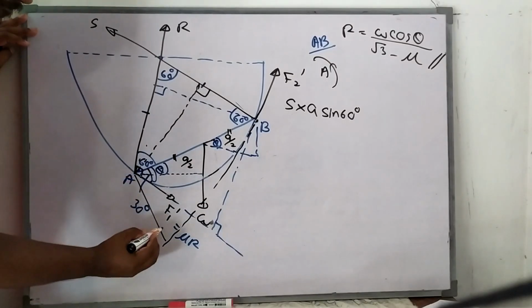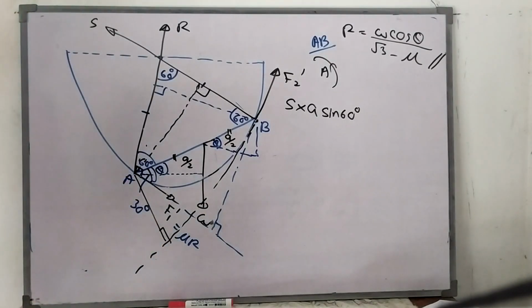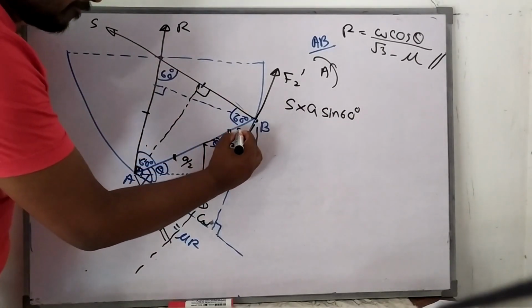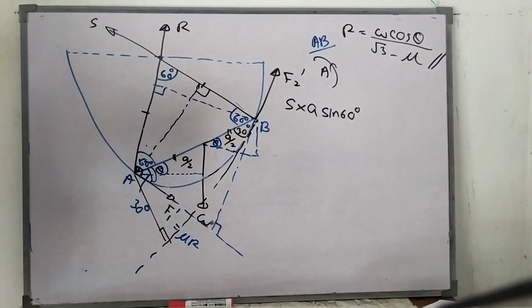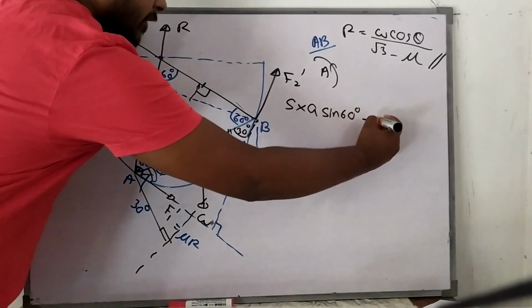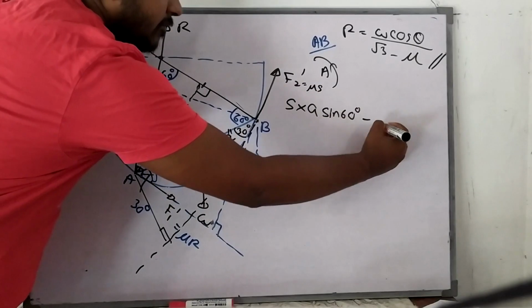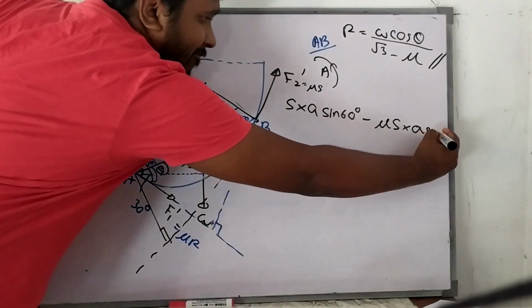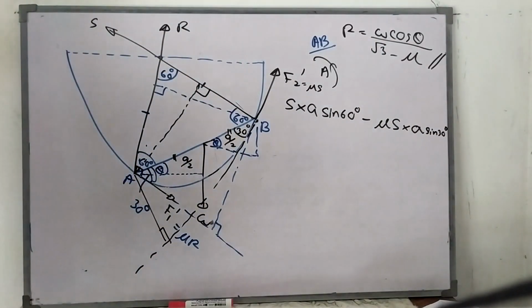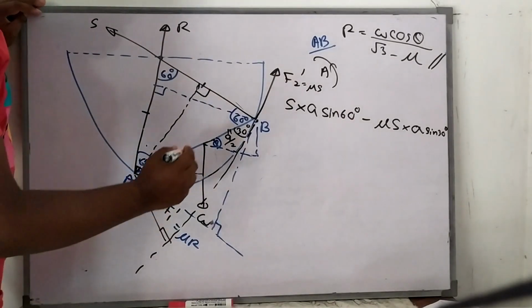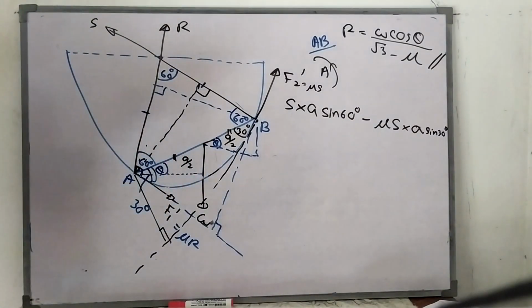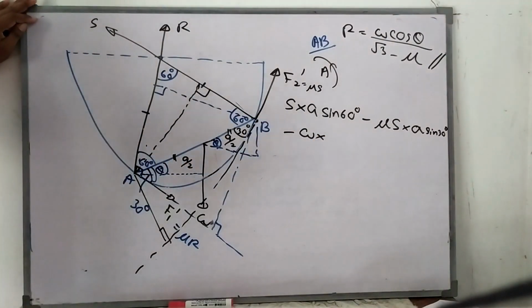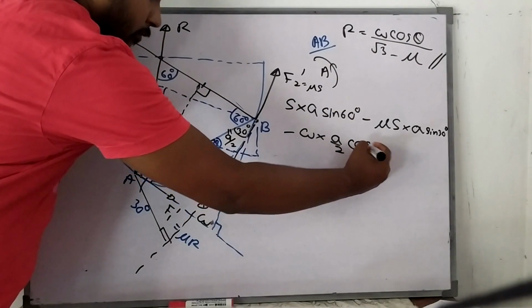This distance is A. How to find that angle? It's 30, because it's 90 degrees, no? The friction and the reaction make 90 degrees. Mu S A, it's cos 30 sine 30. This is sine 30. And what about W? The W is rotating the other way around. It's W into A by 2 cos theta equals 0.